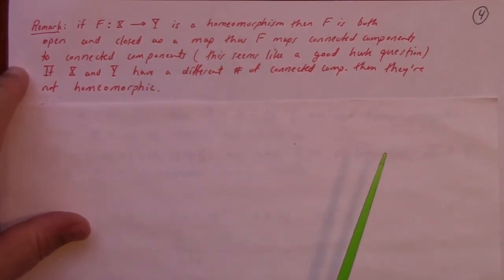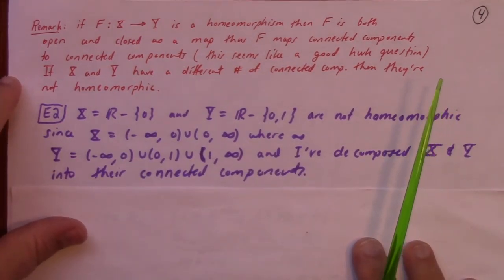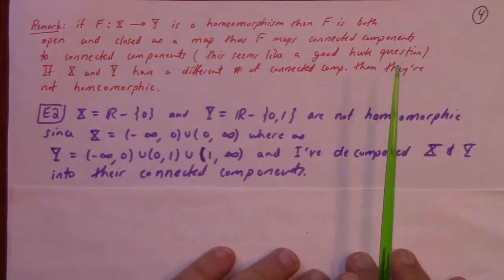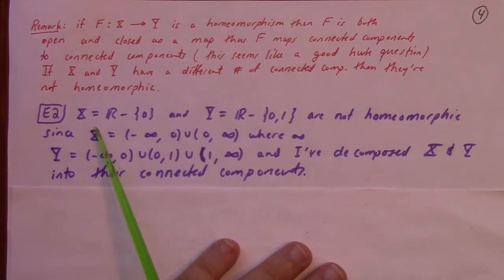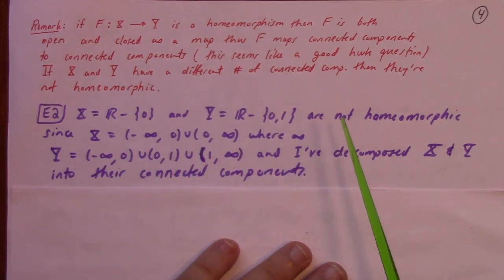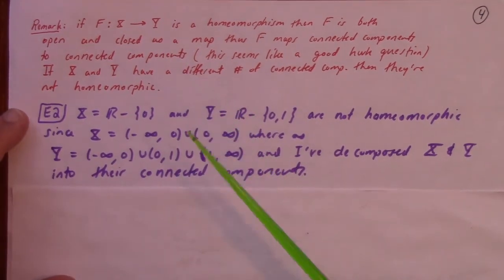So that's super useful in terms of proving two topological spaces are not homeomorphic, because it's sometimes relatively easy to prove something about the number of connected components. Or maybe you can just see it, like this example here. If you take the real line and delete 0, and you take the real line and delete 0 and 1, these are not homeomorphic, since on the one hand x is the union of minus infinity to 0 and 0 to infinity, whereas y is the union of these three disjoint open sets. So I've decomposed x and y into their connected components, and as you can see, this has two connected components, and this has three connected components. Therefore, x and y are not homeomorphic.